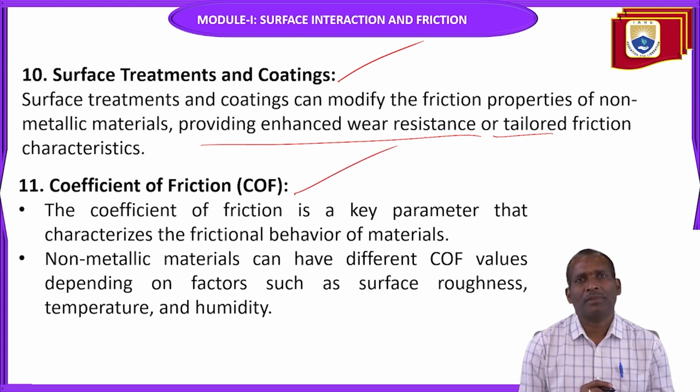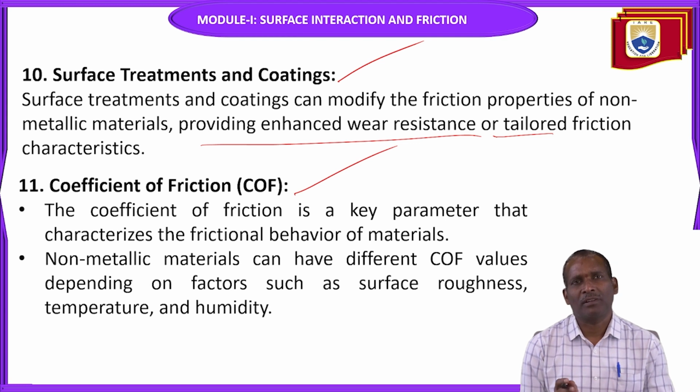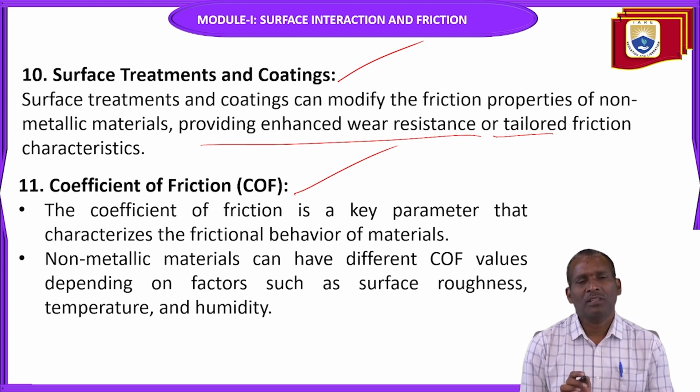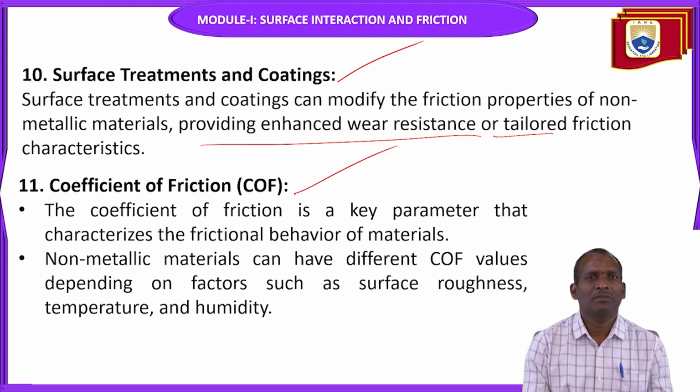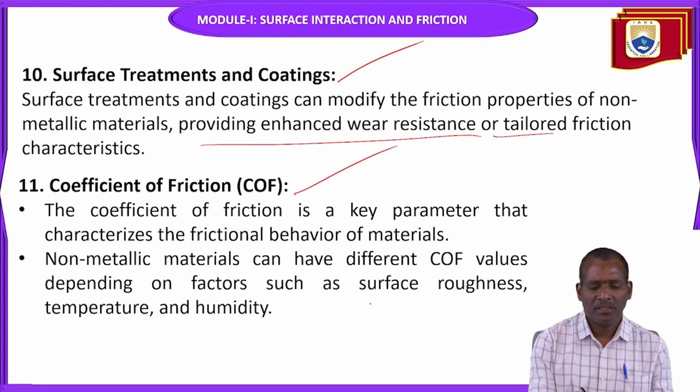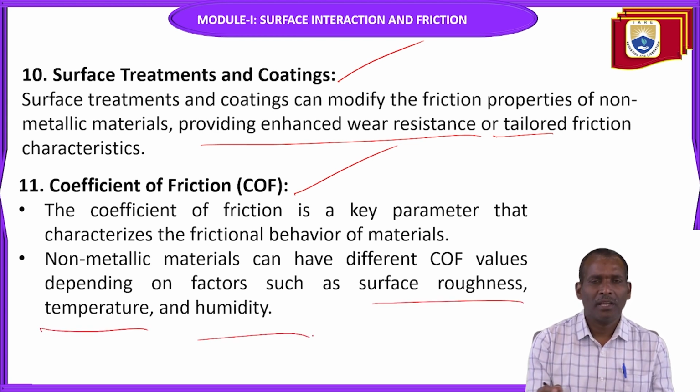Next one is the coefficient of friction. The coefficient of friction is a key parameter. It may be for metallic or non-metallic materials. It characterizes the frictional behavior of a material. Non-metallic materials can have different coefficient of friction values depending on factors such as surface roughness, temperature, and humidity.